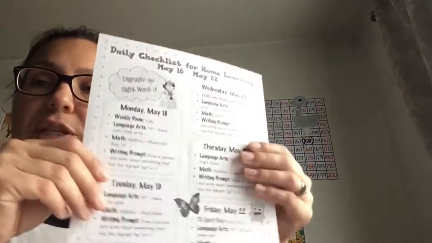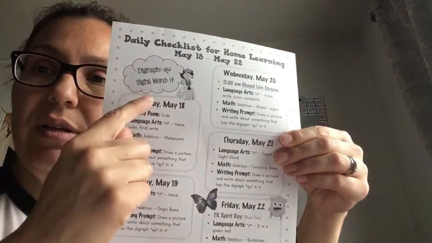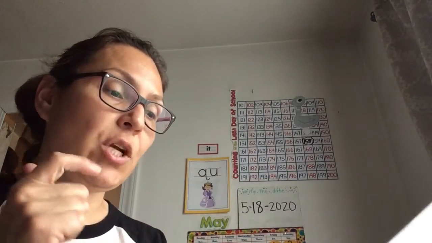So, this is your new daily checklist. It says digraph Q-U, sight word it, and the little picture of the queen. Same picture that I have back there. Okay, and it says Monday. So Mondays are the only days you have four things to do because of the poem. You have a crab poem, an it page, a math page, and a writing page. All the other days you'll have three things to do. There are some may-dos. Some friends have been working on may-dos, and there are extra worksheets there for you to work on if you would like.